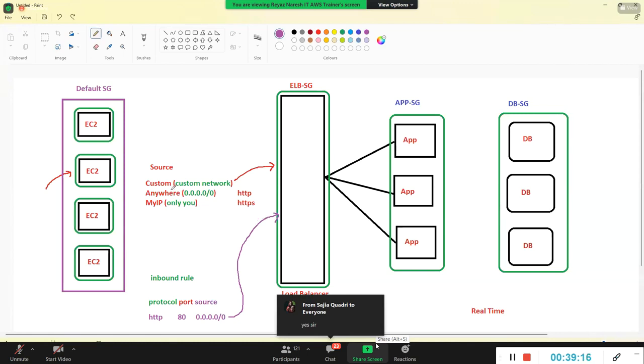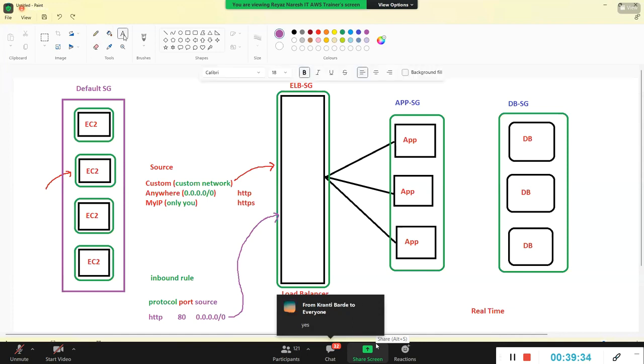You're getting it? Custom means only some particular network range; only that network will be able to access your load balancer. Guys, that is nothing but the source. Is it clear on the source, everyone? Do you understand?